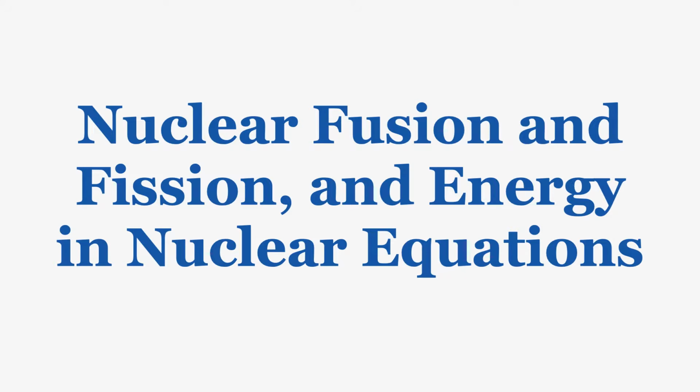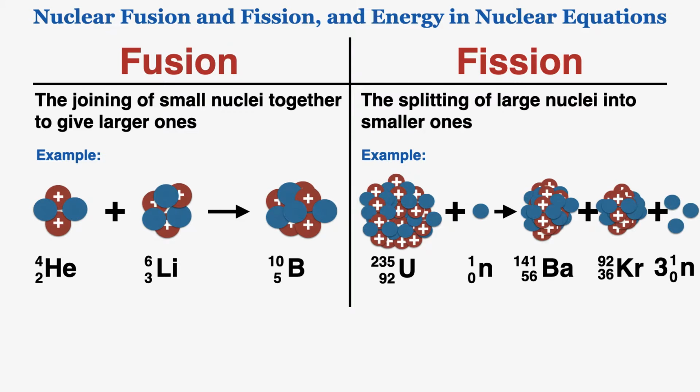This lecture is about nuclear fusion and fission and energy in nuclear equations. To start off, we can just define the two terms. Fusion is the joining of small particles together to give larger ones, and fission is the splitting of large nuclei into smaller ones. I have an example for each below.